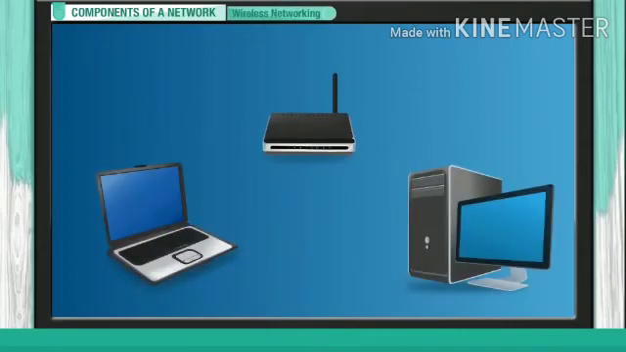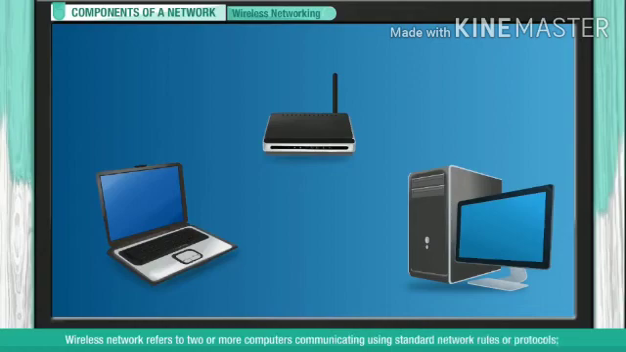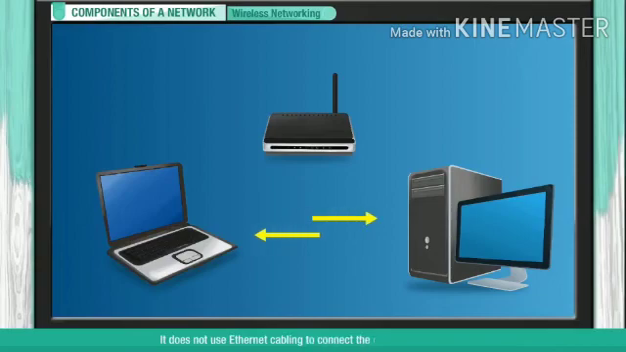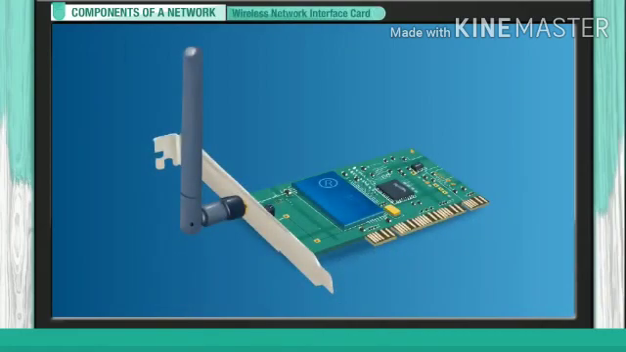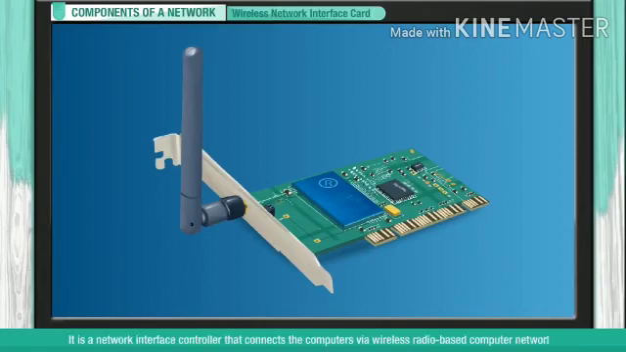Wireless networking. Wireless network refers to two or more computers communicating using standard network rules or protocols. It does not use Ethernet cabling to connect the computers together. Instead, radio signals are used to send information. The components required for wireless networking are Wireless Network Interface Card. It is a network interface controller that connects the computers via wireless radio-based computer network. Nowadays, most PCs and laptops come with wireless network interface card.